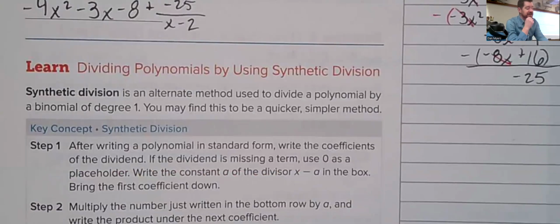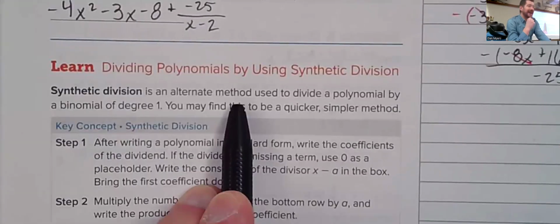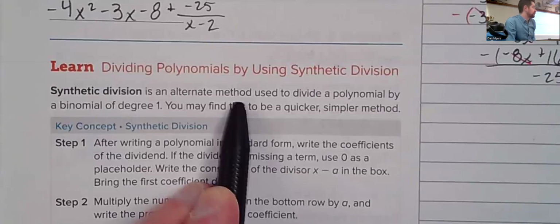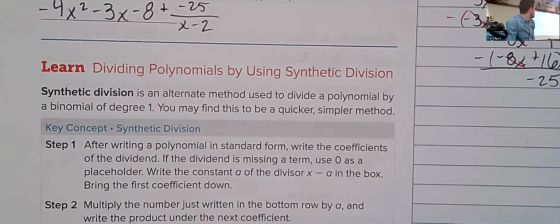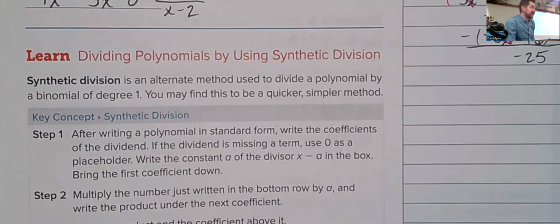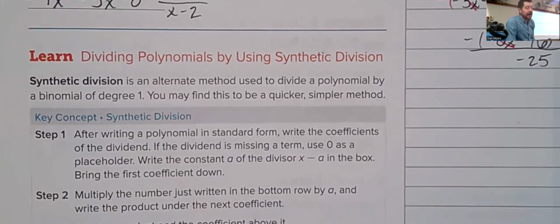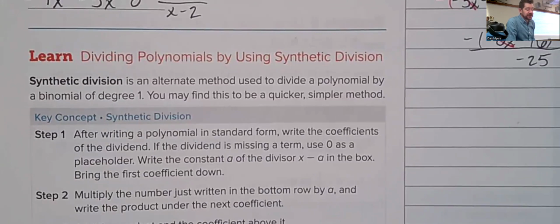So synthetic division is an alternate method, meaning you can use this. You can also use the other method, which is using long division. Synthetic division generally takes up a lot less space, and when you get good at it, it generally takes up a lot less time. So it's definitely a preferred method for a lot of people with dividing polynomials for those two reasons: less space, less time.